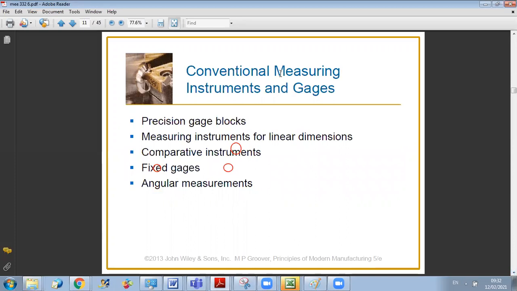Now, what are the conventional measuring instruments and gauges? We will see here several types of instruments, and in the YouTube links, I tried to search for videos of these different instruments to see how we use them in experiments. So you have the precision gauge blocks, you have the measuring instruments for linear dimensions, and you have some comparative instruments. When we say comparative instruments, they are just used to compare lengths, and you will see how. You have fixed gauges and angular measurements. So let us go over them.